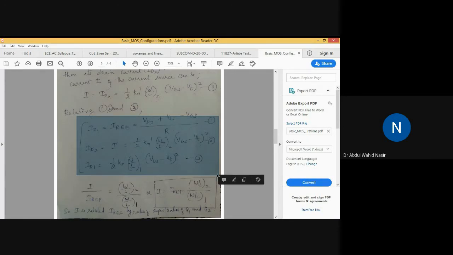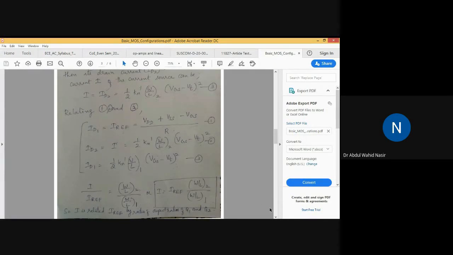So the first equation will be ID1 is equal to I reference is equal to (VDD plus VSS minus VGS) by R. This is the first equation. Then ID2 is equal to I is equal to half Kn dash W by L suffix 2 (VGS minus VT) whole square. This is equation number 2. Similarly, we have equation number 3.